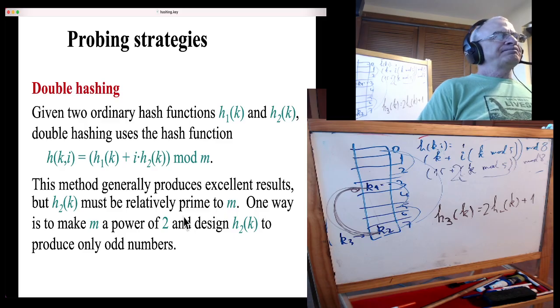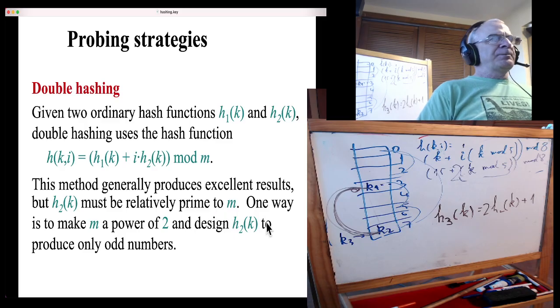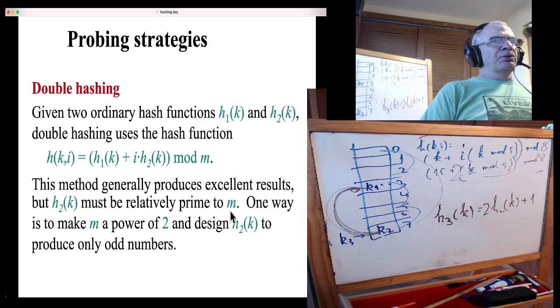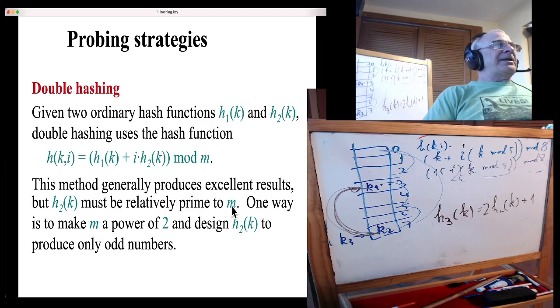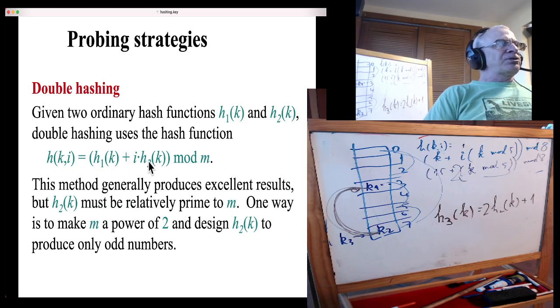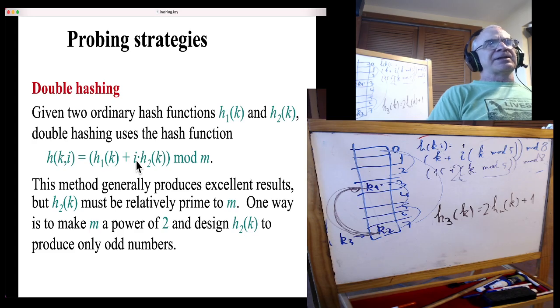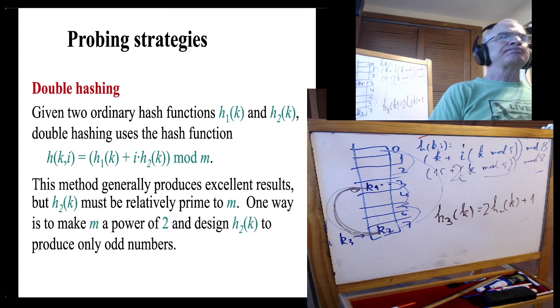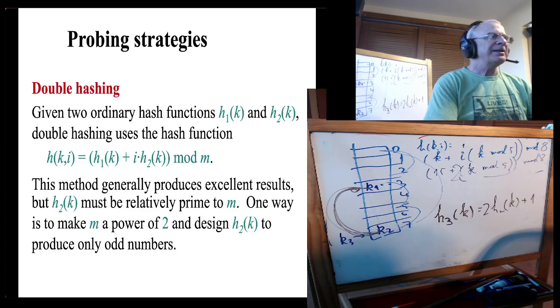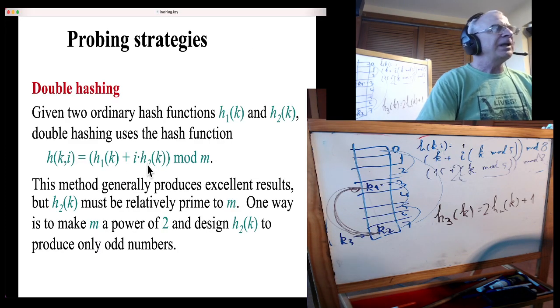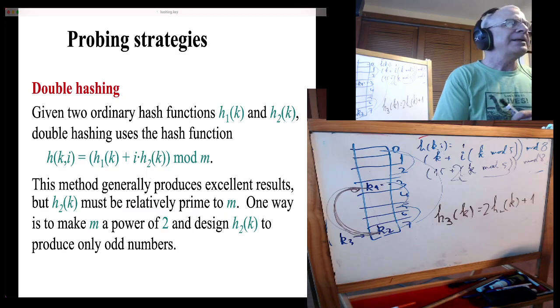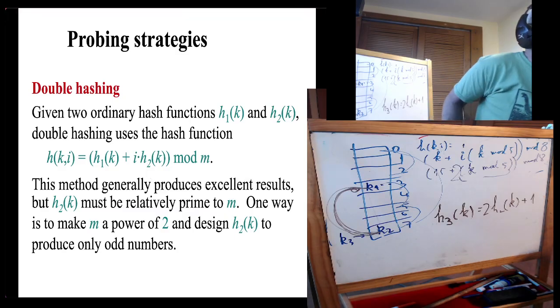Another solution: pick m to be prime. Then you are sure that no matter what h2 of k is, as long as it's not 0, if you made m attempts and didn't find any empty cells, it is because the table is 100% full. No empty places at all. Okay, and I expect everybody to understand everything about what is good and what can go wrong with double hashing.